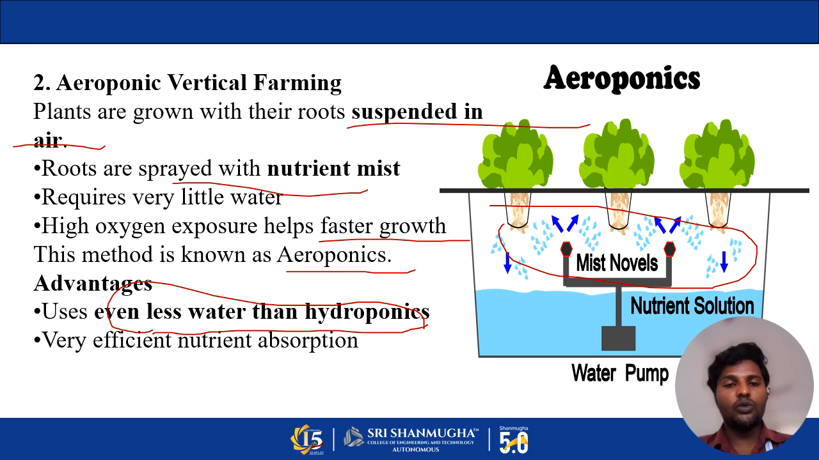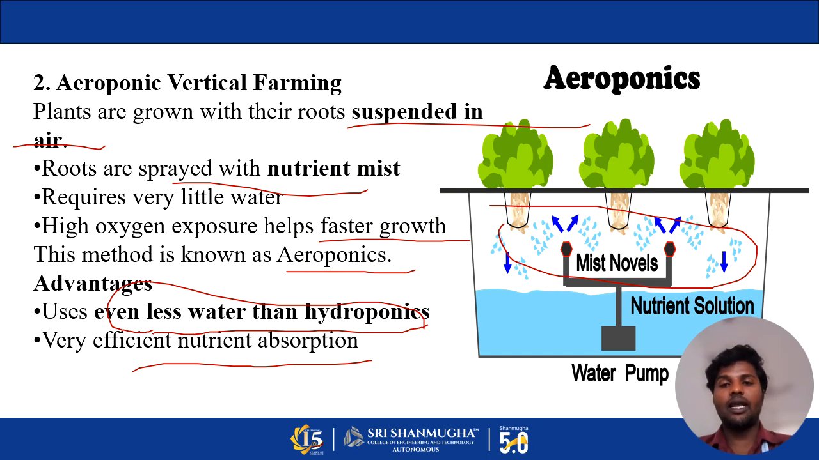Very efficient nutrient absorption is recorded in the aeroponic system when compared with the other systems. The difference between hydroponics and aeroponics is that in the aeroponic system we use an air medium, while in the hydroponic system we use water where nutrients are supplied. In the aeroponic system we supply the nutrients in the form of droplets in the air, where the suspended roots can absorb the nutrients from the air medium.